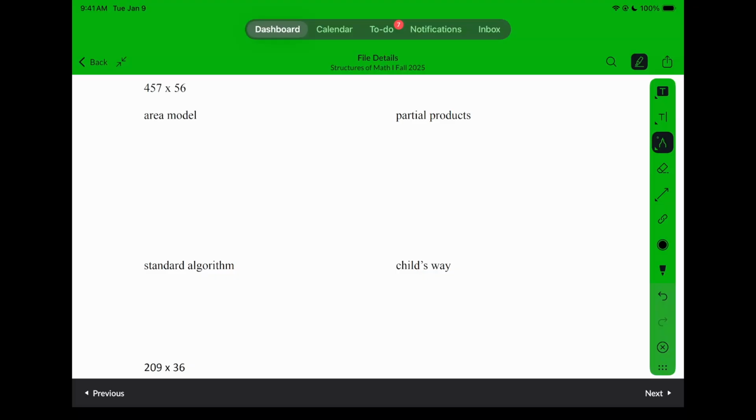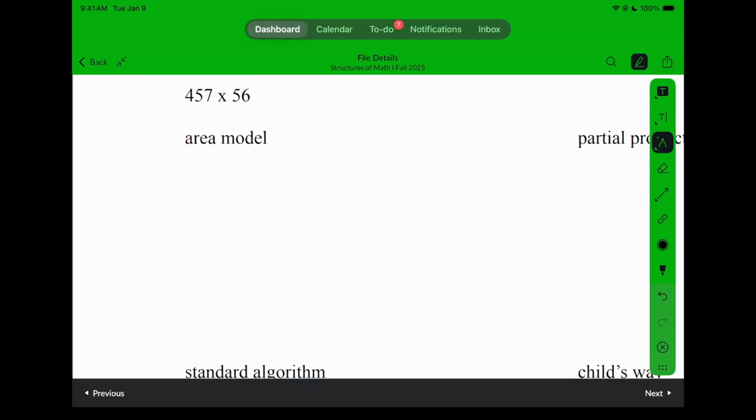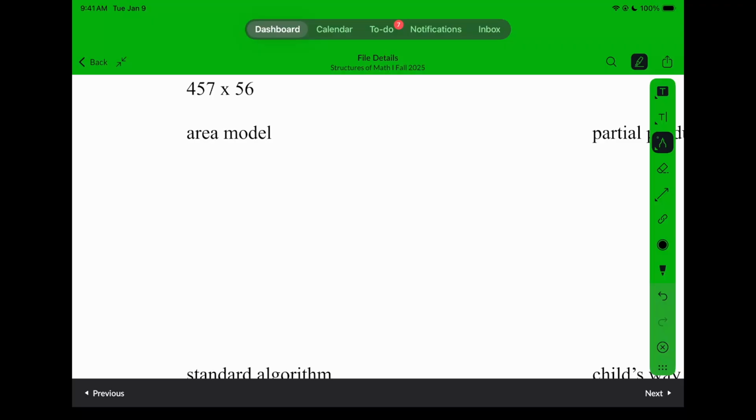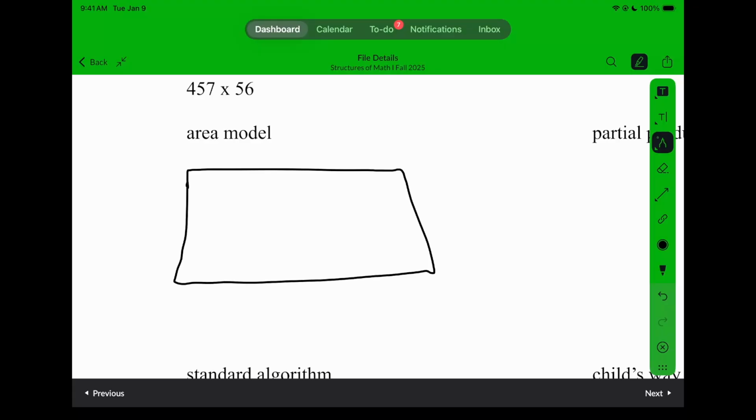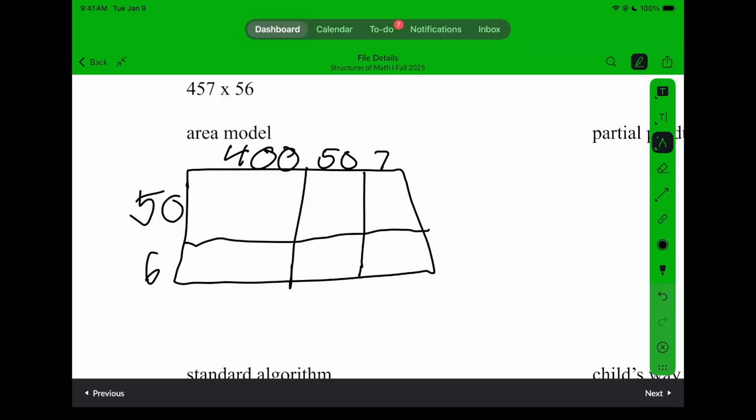Starting off with our first problem, 457 times 56. For the area model, we're going to draw our box. 457, and then 50, and then 6. 400 times 50: 4 times 5 is 20, add the 3 zeros. 50 times 50: 5 times 5 is 25, add the 2 zeros. 7 times 50 is 35, add the 0.